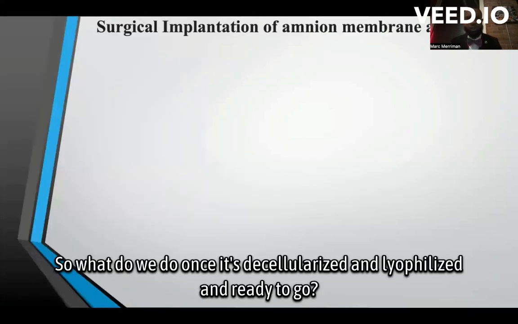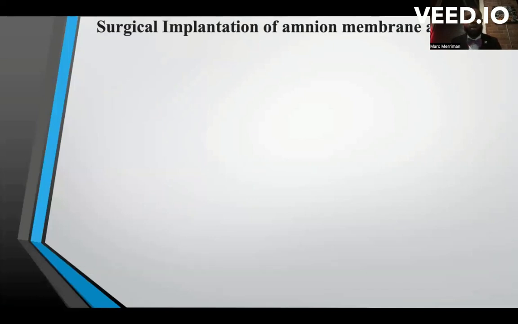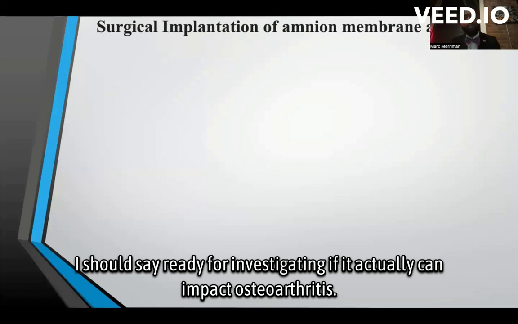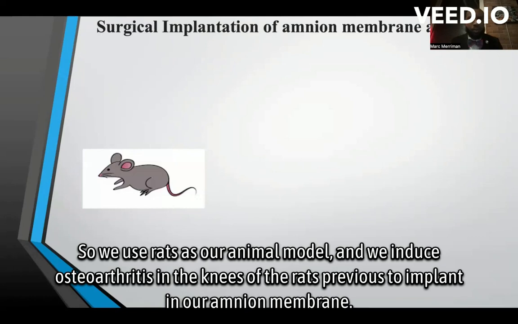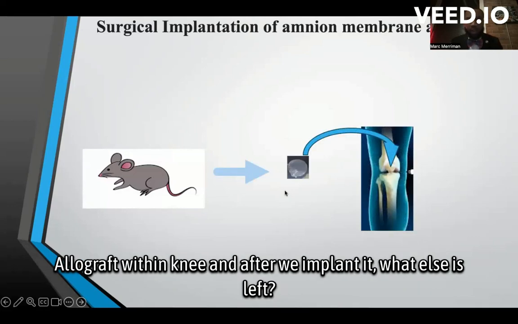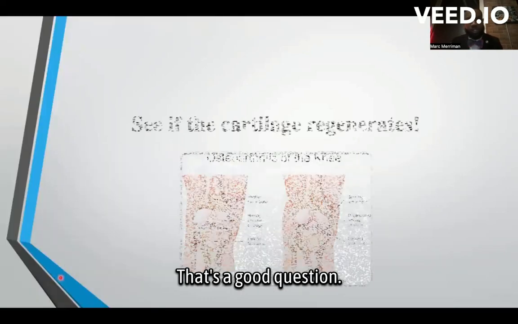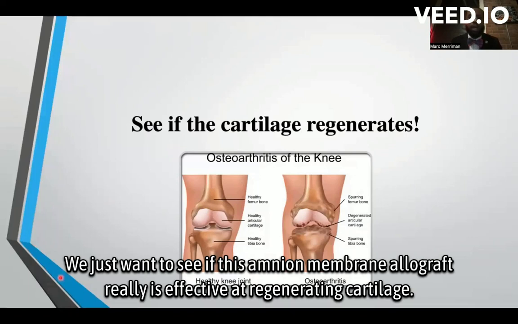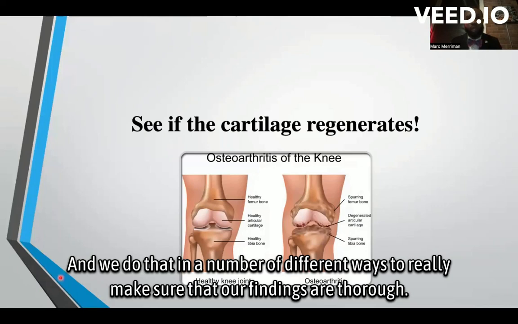So what do we do once it's decellularized and lyophilized and ready to go, I should say, ready for investigating if it actually can impact osteoarthritis? So we use rats as our animal model, and we induce osteoarthritis in the knees of the rats previous to implanting our amnion membrane allograft within the knee. And after we implant it, what else is left? That's a good question. We just want to see if this amnion membrane allograft really is effective at regenerating cartilage. And we do that in a number of different ways to really make sure that our findings are thorough.